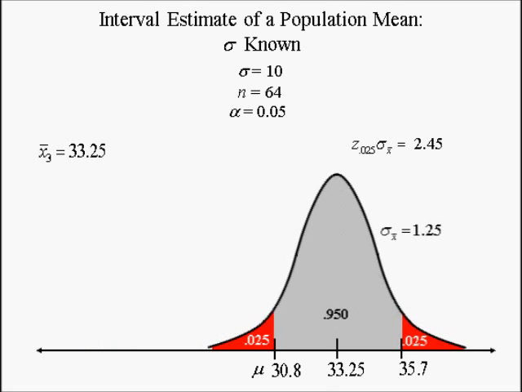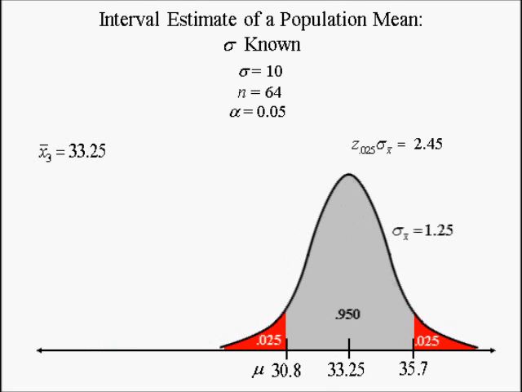The distribution of the sample mean is normal. Its standard deviation is still equal to 1.25. The confidence level is still 0.95, and it is now centered at 33.25 because the population mean is unknown. The bell-shaped curve slides to the right until its center is located at 33.25.